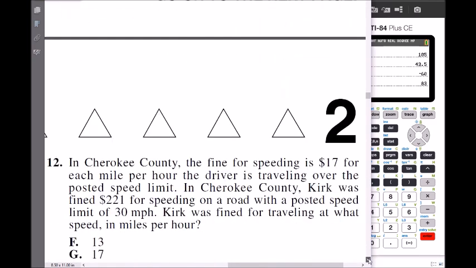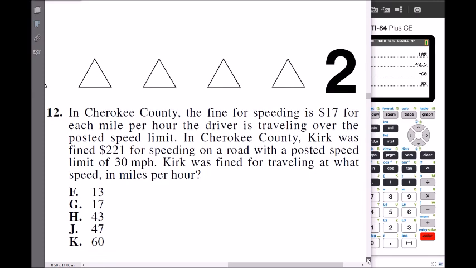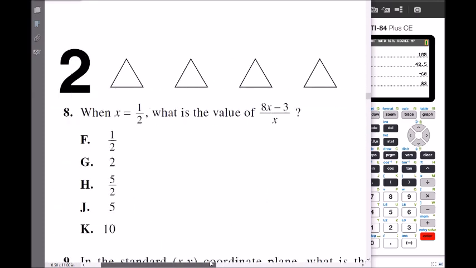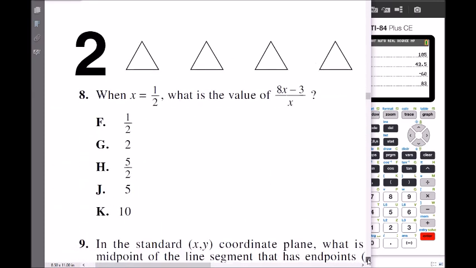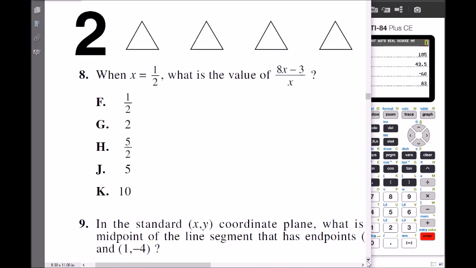Number 8, on the other side. So number 8, when x is half, what is the value of this? So 8 times half is 4 minus 3 over half, right? So it is 1 over 2. So you have to flip 1 over 1 half, the flip of 1 over 2, which is 2. So it is 2.